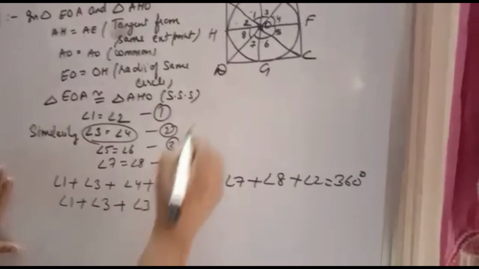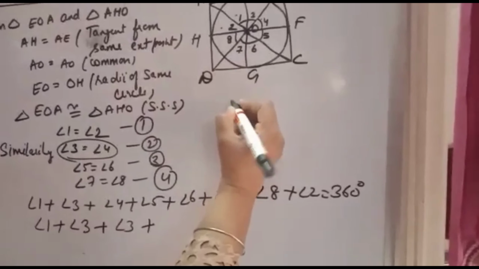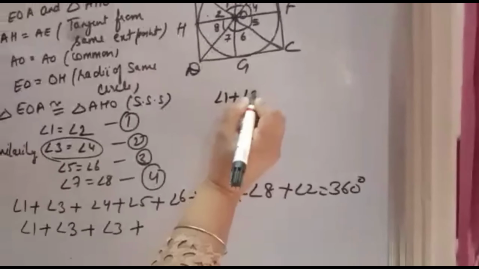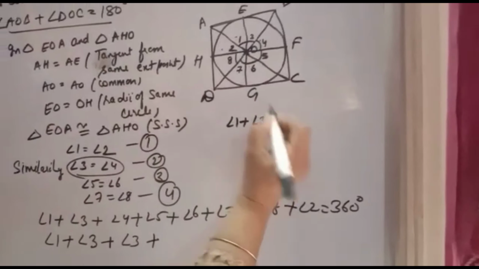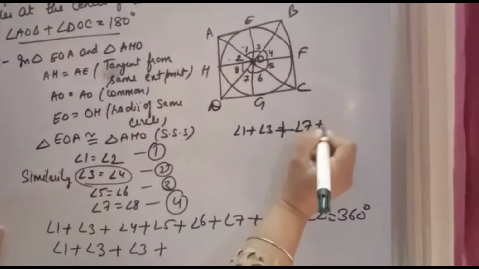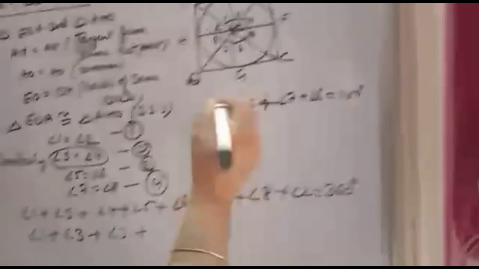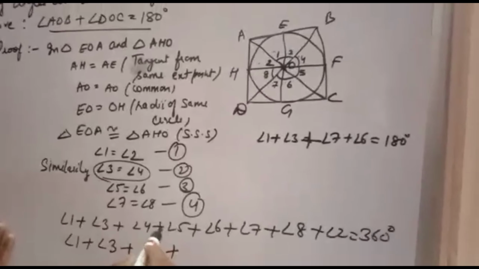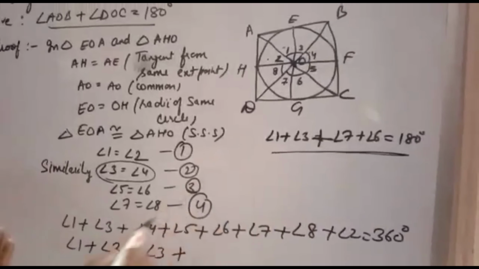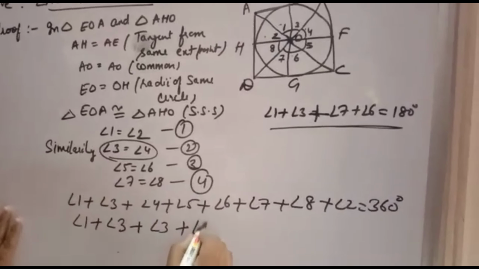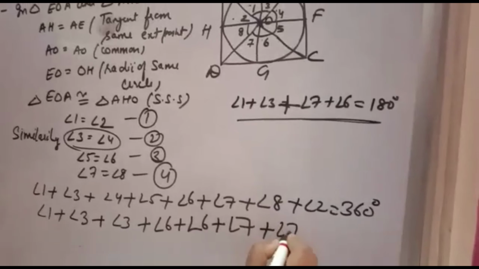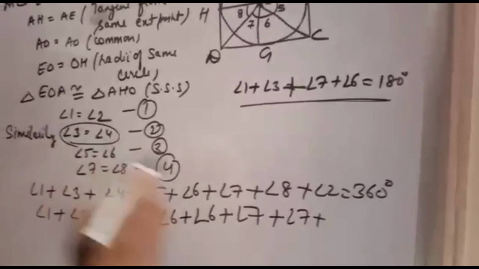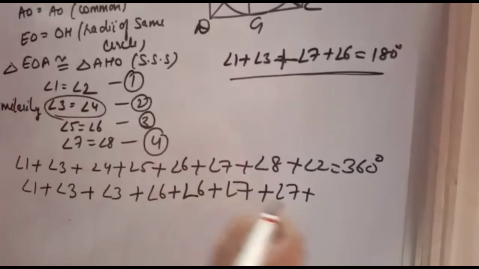Then you can write here inside what you have to prove. You have to prove angle 1 plus angle 3, because angle AOB is angle 1 plus angle 3, and angle DOC, which is angle 7 plus angle 6, is 180. So by this it will be easier to see which you have to replace by what. Now 5 also you don't want here. So in place of 5 you can write 6. 6 you want, so you write as it is. 7 you want, so you write as it is. 8 you don't want, so in place of 8 you can write 7. Then 2 also you don't want, so in place of 2 you can write angle 1.